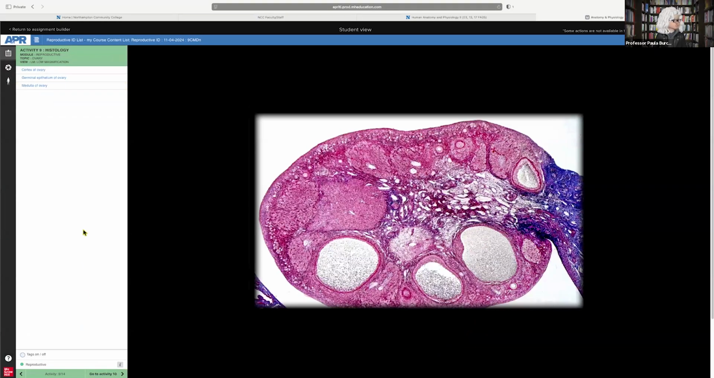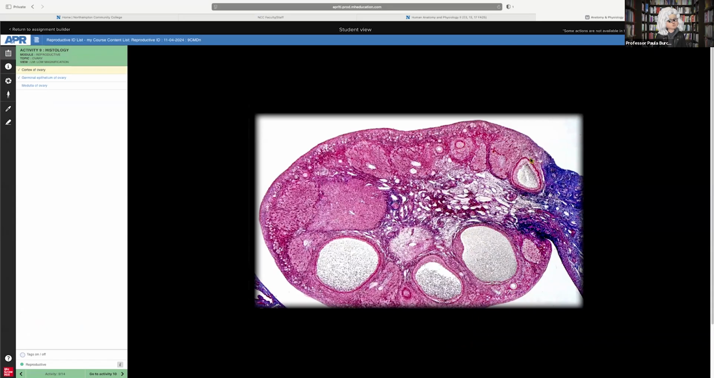For the histology, we're going to start with the ovary. The ovary is going to have a germinal epithelium surrounding it. In addition, you're going to have an outer cortex, and this is really where the interesting stuff is located. The outer cortex is going to have follicles in different stages.